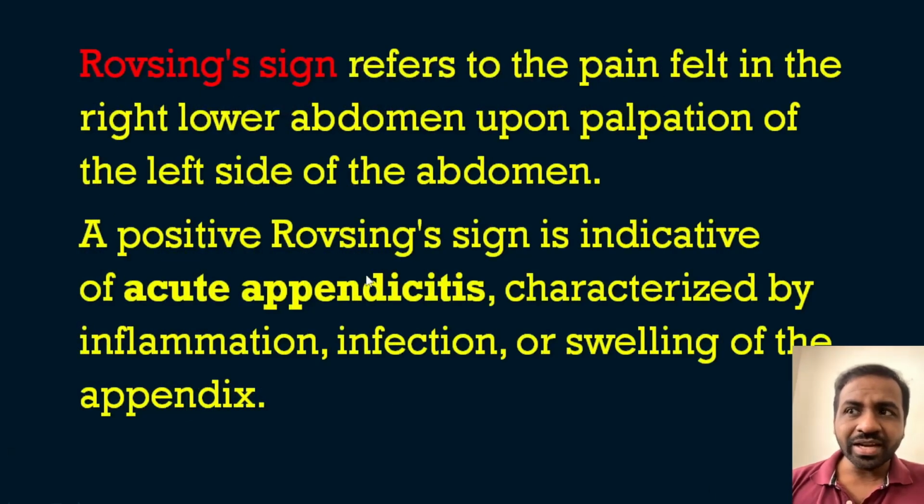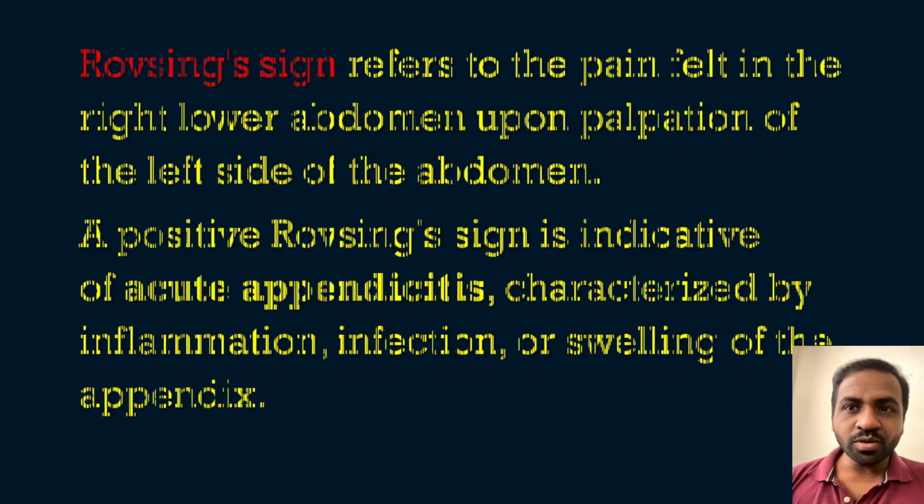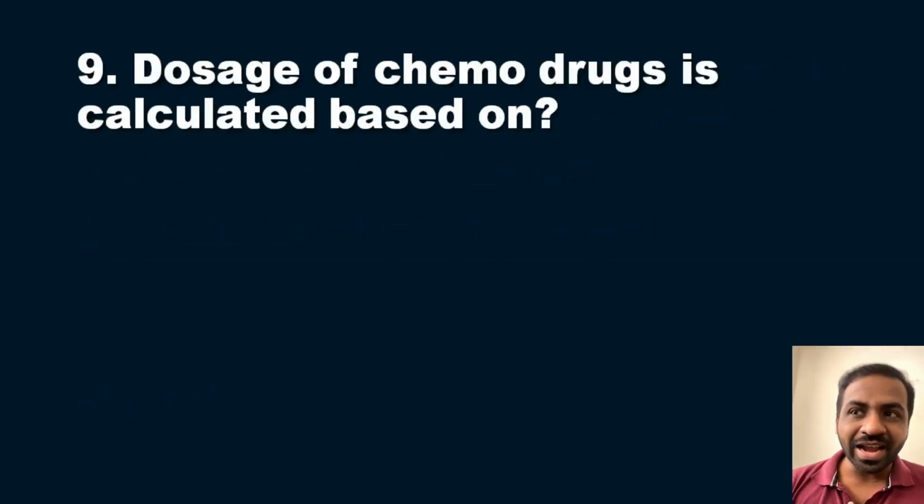Rovsing's sign refers to the pain felt in the right lower abdomen upon palpation of the left side of the abdomen. So if we palpate the left side of the abdomen, the patient will get pain on the right side. Okay, that is known as Rovsing's sign, and it is indicative of acute appendicitis, which is characterized by the inflammation, infection, and swelling of the appendix. Okay, so I think that question also is clear for you now. We will move on to the next question in our series, that is the 9th question.